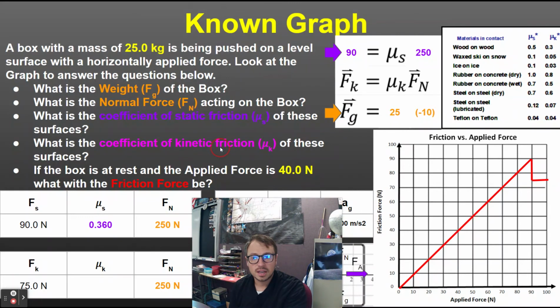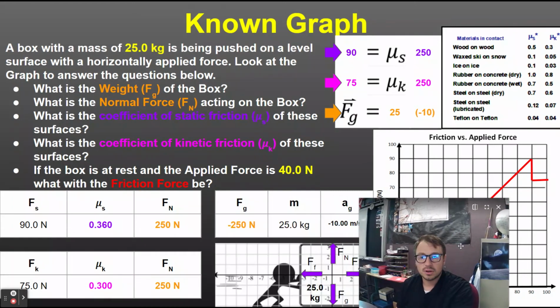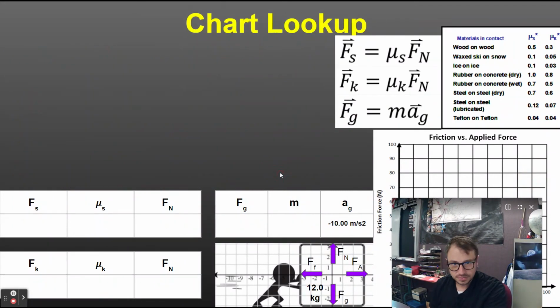So I just plug that in to find the coefficient of static friction. And if I look at that graph again, I can do the same thing for kinetic friction. So notice the kinetic friction is 75 newtons. Then I can find the coefficient of kinetic friction.